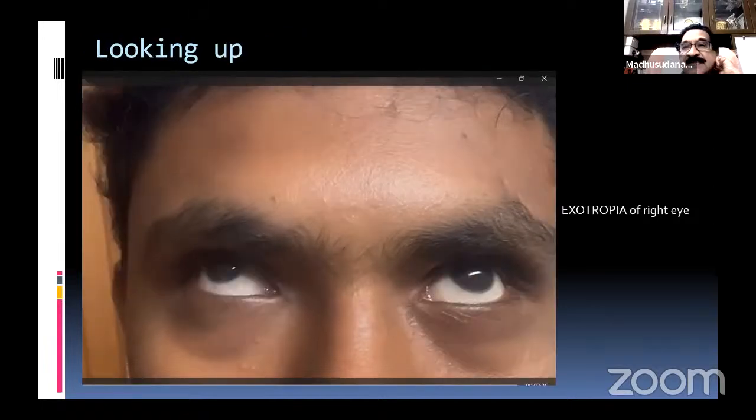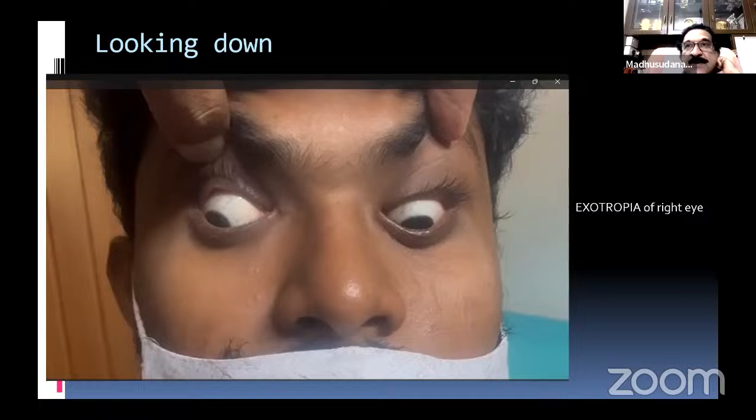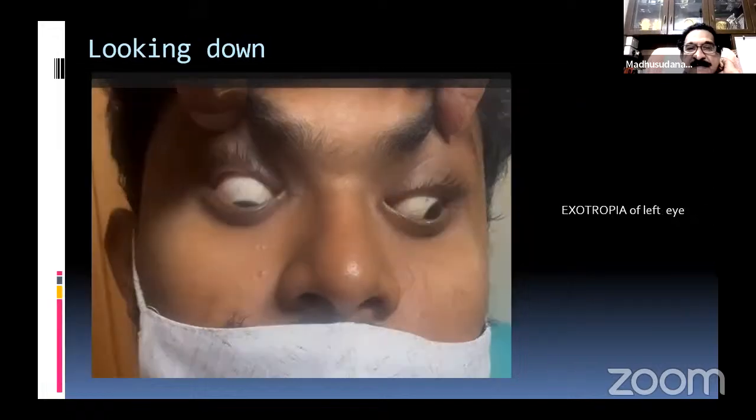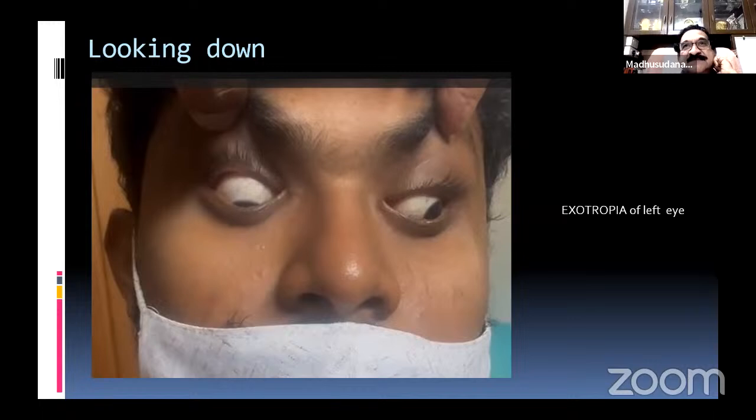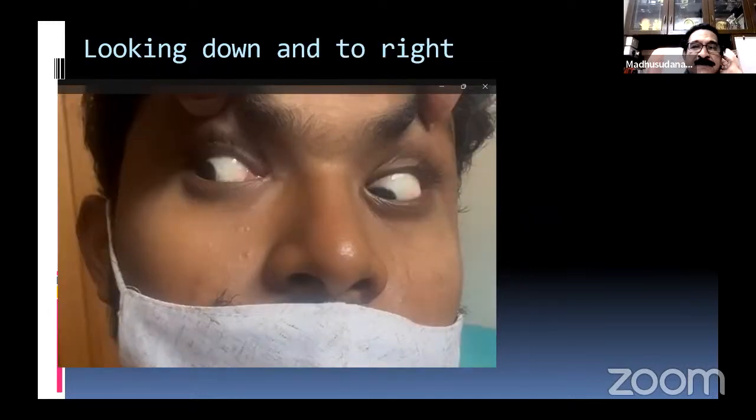Now looking up, both eyes are moving up, but the right eye is exotropic, it's gone outward a little bit. Looking down again, the eye has gone out on the right side. Left eye is, say, looking down. Again, this is one time he is looking down. That time again, both eyes have looked down. Sometimes he's looking down like this. Okay? In both the times, he has to look down. Now he's looking down and to the right. The right eye is up, the left eye is much down.